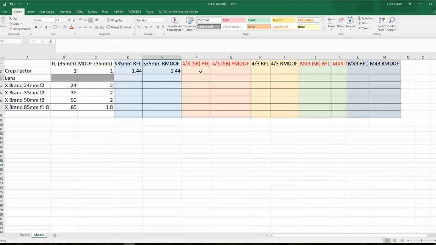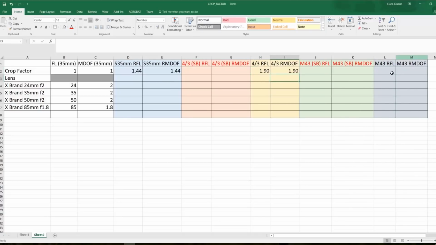We're going to skip by the speed booster one for now, and we're just going to get the 4/3. This is the Blackmagic Pocket Cinema Camera 4K 4/3 sensor relative focal length and the relative minimum depth of field crop factors, okay? And we just determined that is a 1.9, right? So now what we're going to do is do the same thing for Micro Four Thirds. What we know is that it's a 2, okay? We already figured that out, that a Micro Four Thirds crop is 2. Bam. Okay, so we've got that in there.